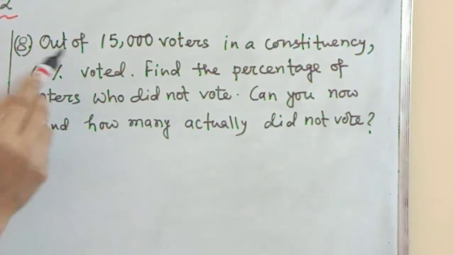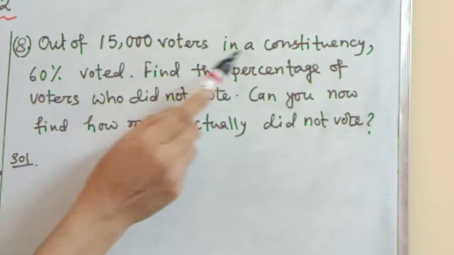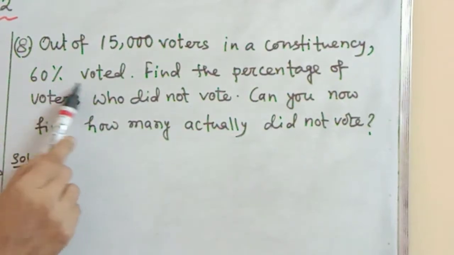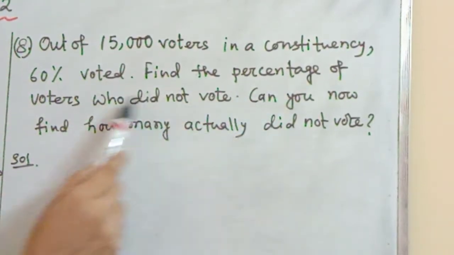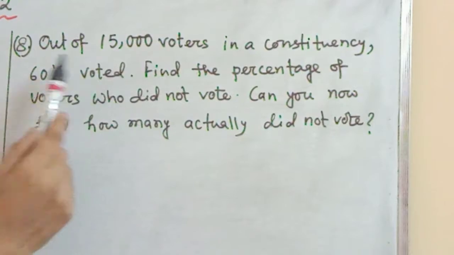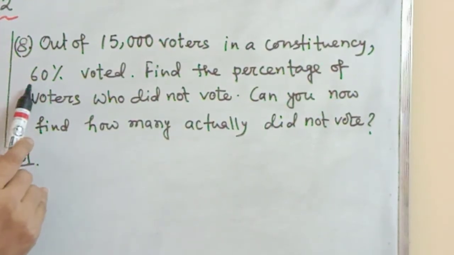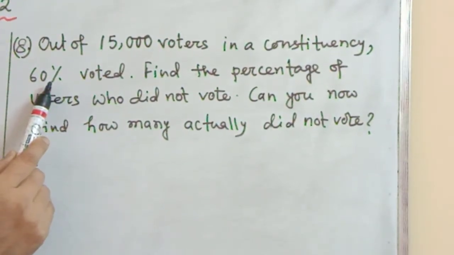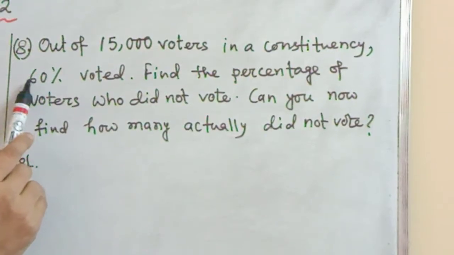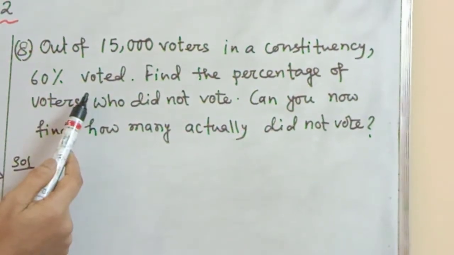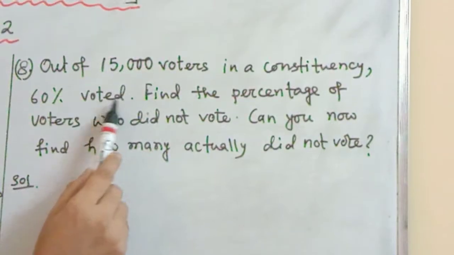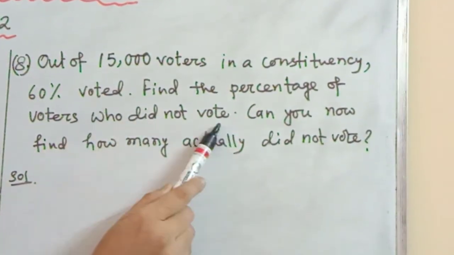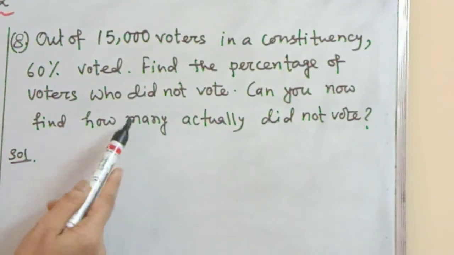Question number 8. Out of 15,000 voters in a constituency, 60% voted. Find the percentage of voters who did not vote. That means 60%. Out of 100, 60 have voted. That means out of 100, 100 minus 60, that is 40% did not vote. So we have to find that one.